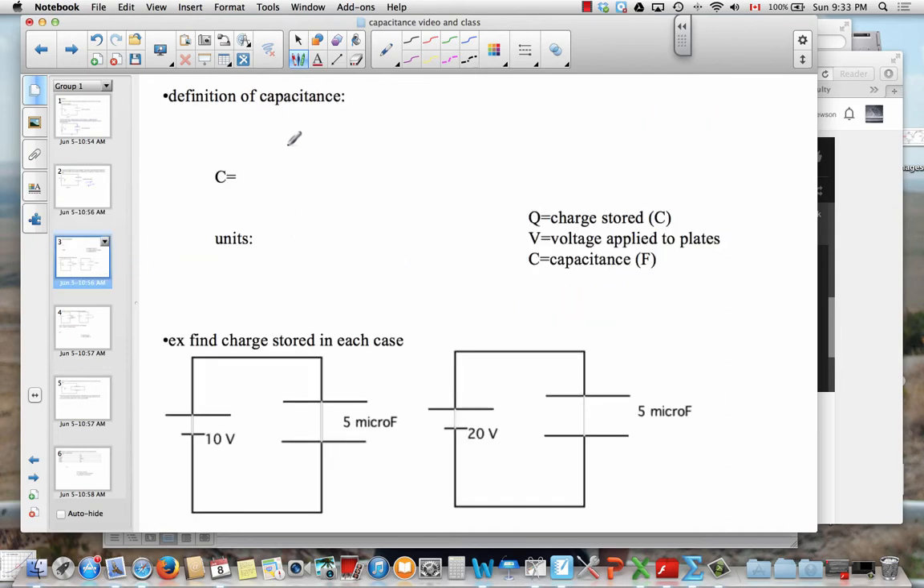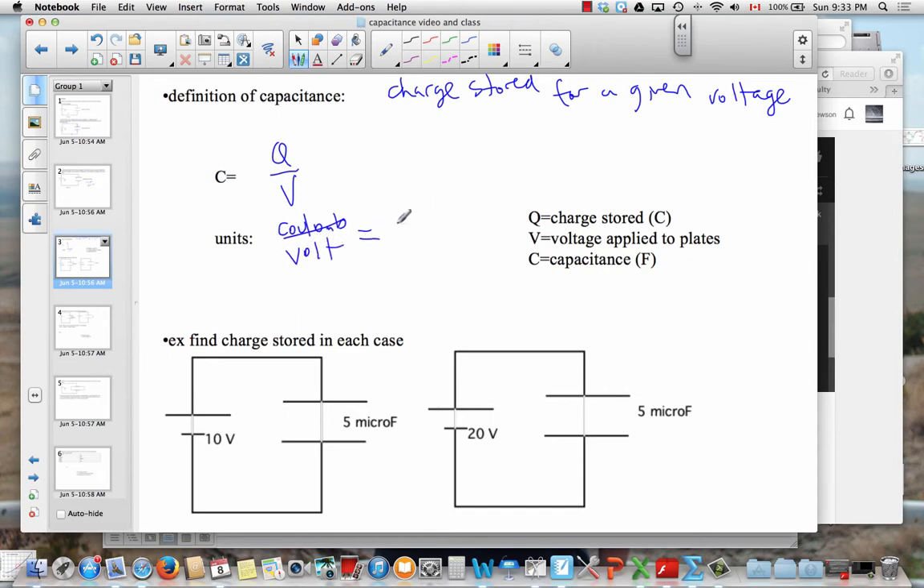Now, we're going to define capacitance as the amount of charge stored for a given voltage. So it's a ratio. It's charge stored for a given voltage. And the units will be coulombs per volt. And a coulomb per volt is called a farad, named after Michael Faraday. Okay, so that's our definition of capacitance.